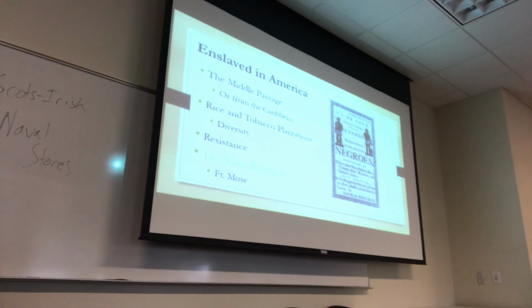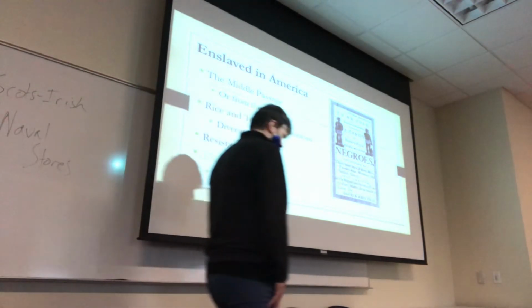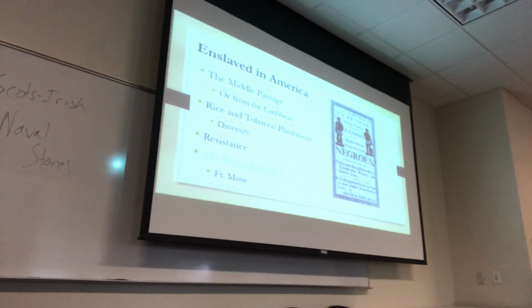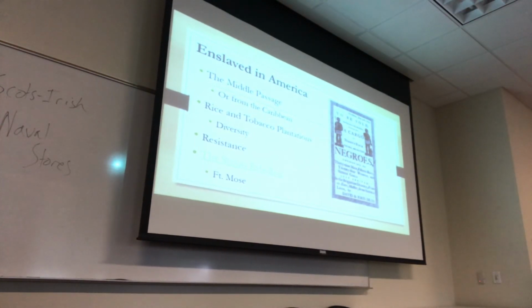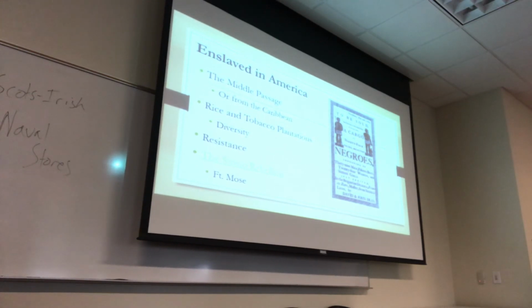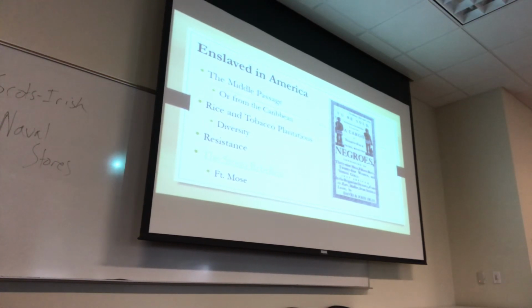And there is major resistance. There is one major attempt at a slave rebellion in these 13 colonies, specifically the Stono Rebellion, where some slaves in South Carolina escaped the plantation, killed the white slave owners on the plantation, and broken into a country store and gotten some guns and headed south.